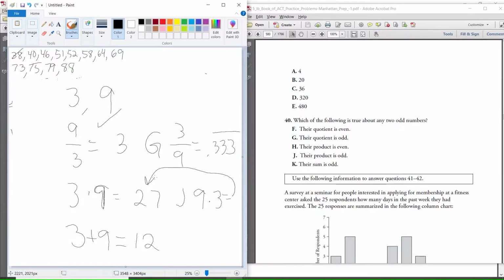All we had to do is think a little bit and try to find a case that would debunk or eliminate the other answer choices. And we did for all of them, just on the first two numbers we picked, 3 and 9, both odd numbers. With G, we had to flip the order. We had to make 3 the numerator and 9 the denominator in order to convince ourselves that it's not always odd, that sometimes it could be neither even nor odd. But anyway, the answer to that one is J.